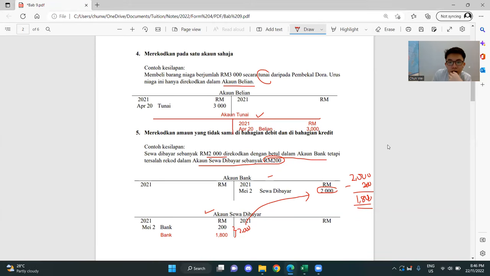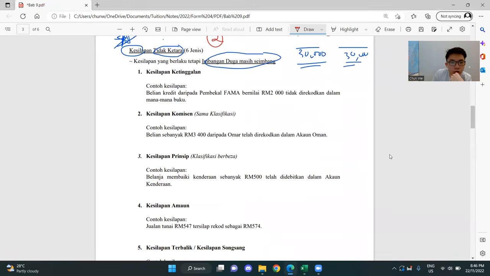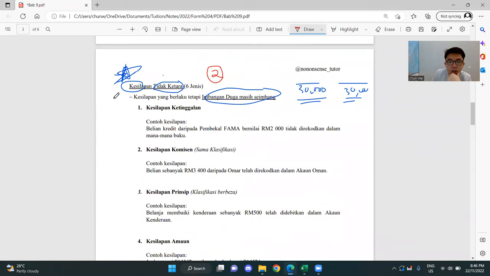Okay, so now next, we move on to kesilapan tak ketara. Alright, so as I said just now, this kesilapan tak ketara must be dua account. So I mean, you make the pembetulan on two accounts lah. Alright, so imbangan duga masih seimbang. So as I said just now, 30,000, the imbangan duga jumlah is the same, but you still have to do pembetulan because there's some kesilapan.